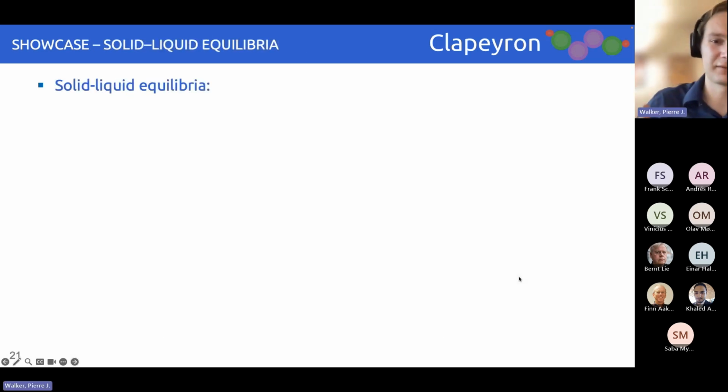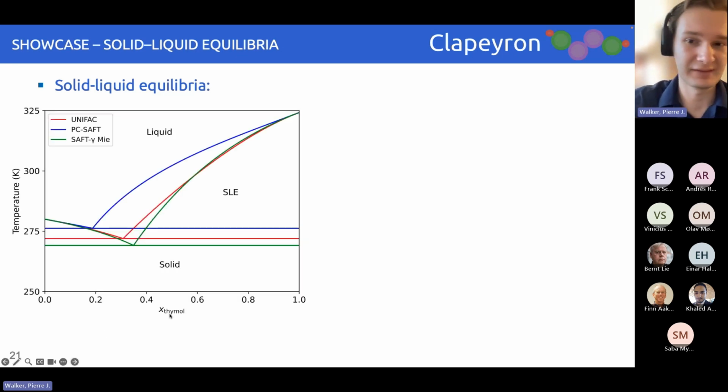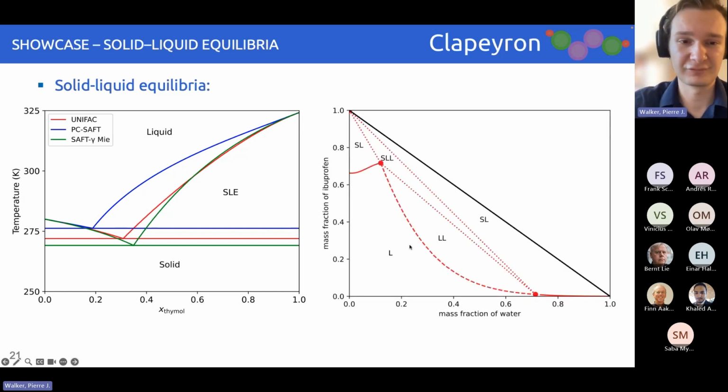Now, in our latest update, we have also included support for solid-liquid equilibria, where we're able to model eutectic mixtures such as thymol and decanol shown here, and the solubility of pharmaceuticals such as ibuprofen within mixed solvents of water and ethanol, where we're able to model the regions where you have a pure liquid, solid-liquid equilibria, liquid-liquid, and three-phase equilibria as well.